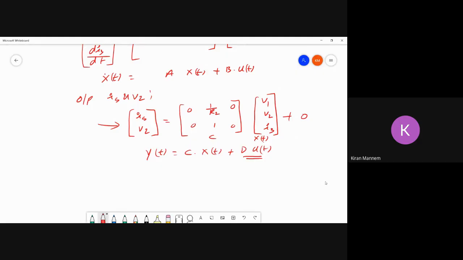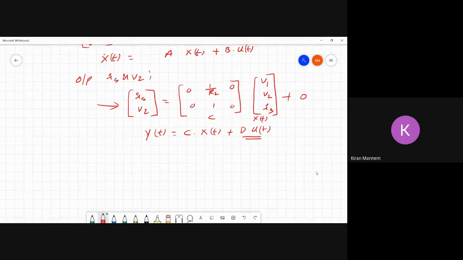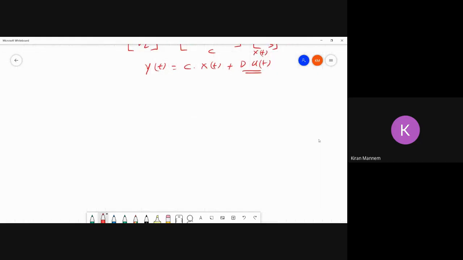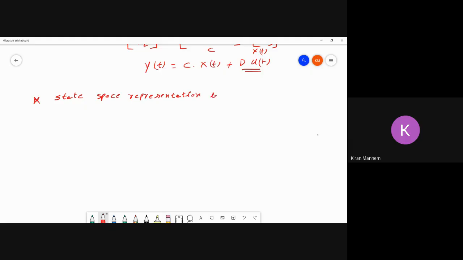So this is how you can represent it by physical variables. Now let us look at the state space representation by phase variables. Next part: state space representation by phase variables.